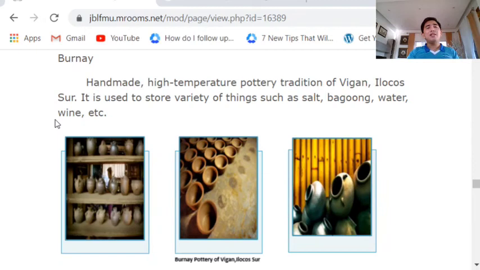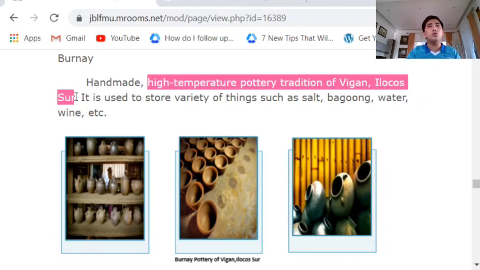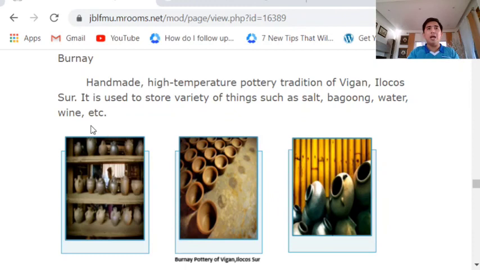Next, handmade high-temperature pottery tradition of Vigan, Ilocos Sur. Okay? So ginawa siya sa Ilocos Sur class. Sa Vigan, ang tradition of making burnay. It is used to store variety of things such as salt, bagoong, water, wine, etc. So nakuha ko na kung gina-store siya sa mga pot, ang atong mga pagkaon, because it really preserves the taste of it. Okay, kung ano siya kanamit, kung hindi mo siya ibutang sa pot, okay, kaglutuan mo siya dayon, kung i-preserve mo siya using a burnay, amo man ang taste niya, or using a pottery, or using a pot. Okay? So, burnay pottery of Vigan, Ilocos Sur, this one is an example.